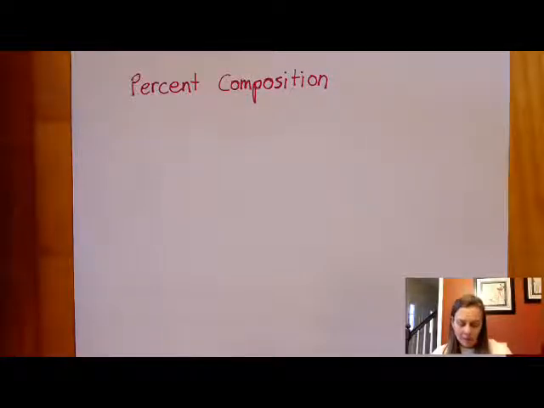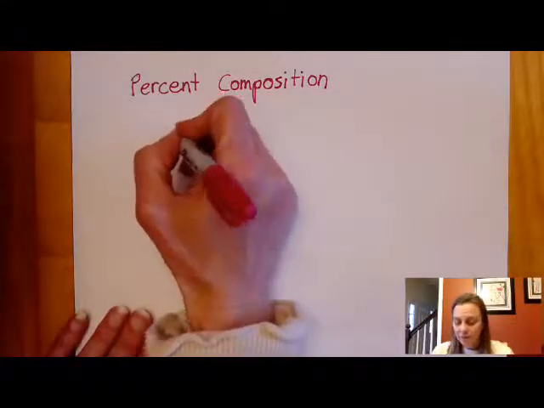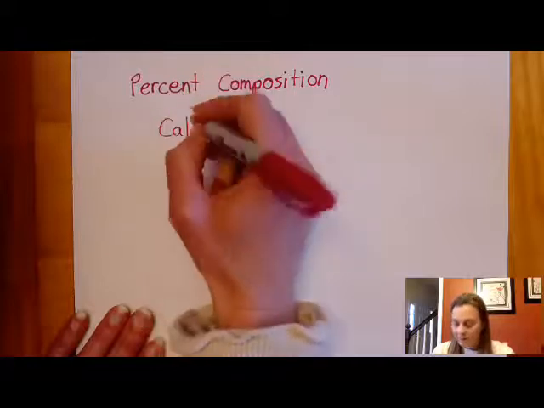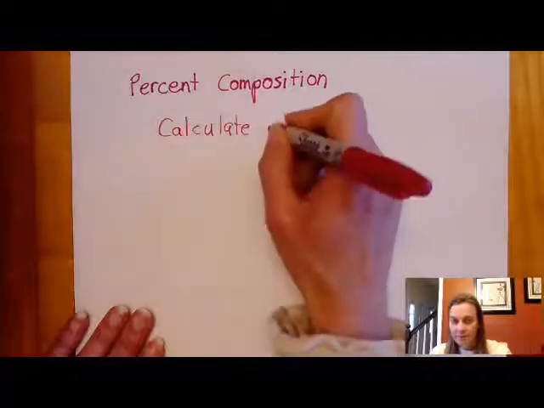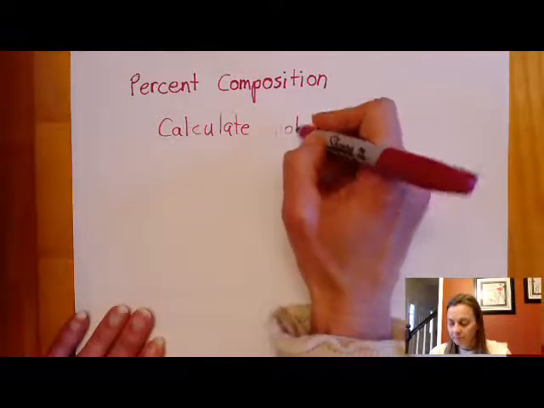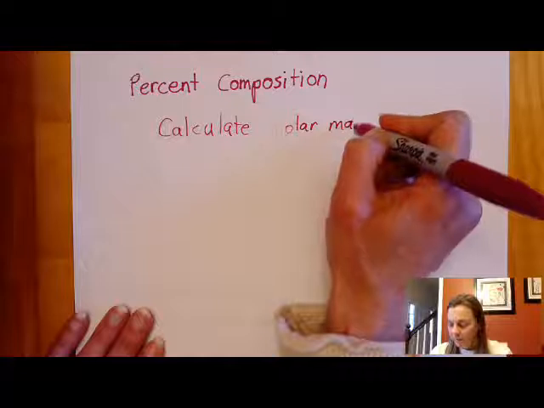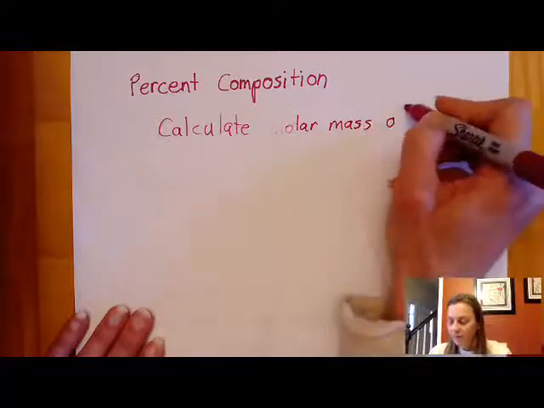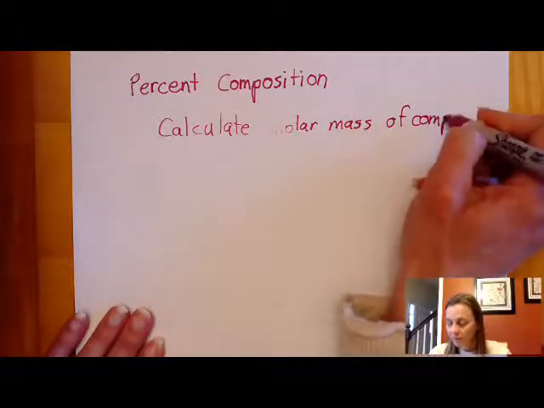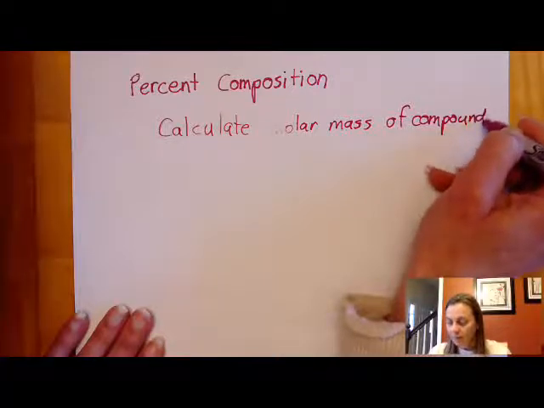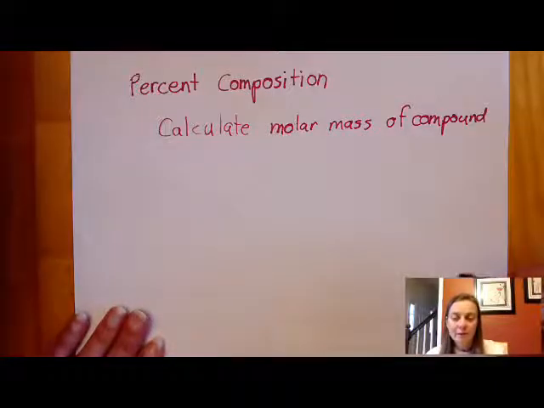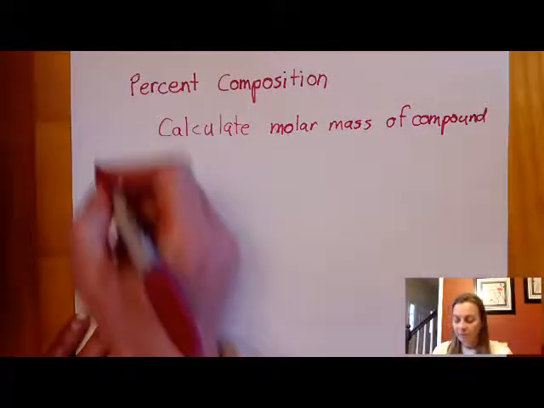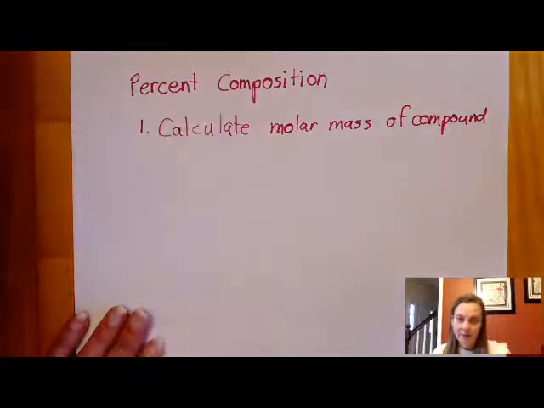The first thing we have to do in order to calculate percent composition is calculate the molar mass of the compound. We've been doing this for quite a while, so we're all familiar with how to do this. We're going to look at the masses on the periodic table, multiply by the subscript, and add it all up. So our first step is to calculate the molar mass of the compound.